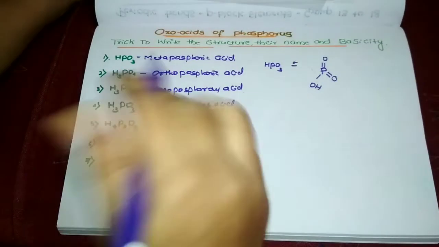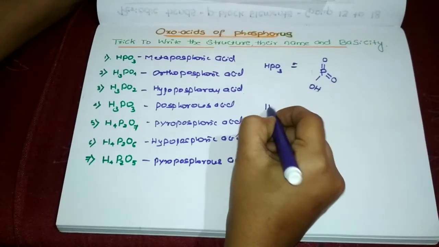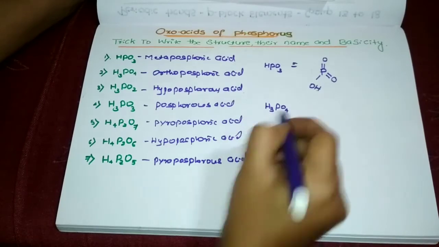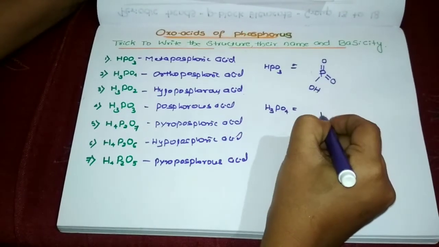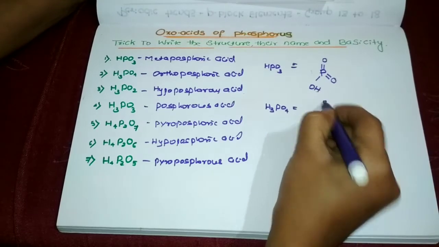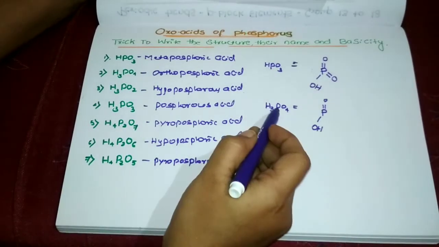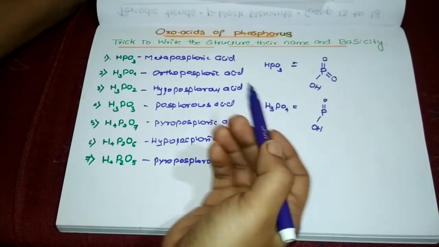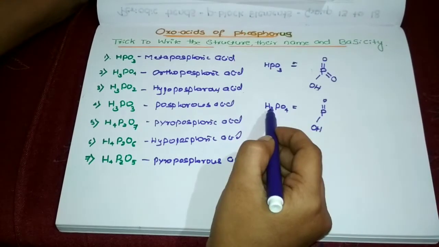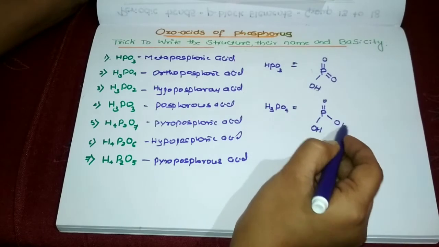Similarly, let us go with the same trick. So we'll try to write H3PO4. What is the condition, dear students? First write the phosphorus, and double bond O is compulsory, OH is compulsory, followed by satisfying or writing the remaining elements. So another OH we're going to write.